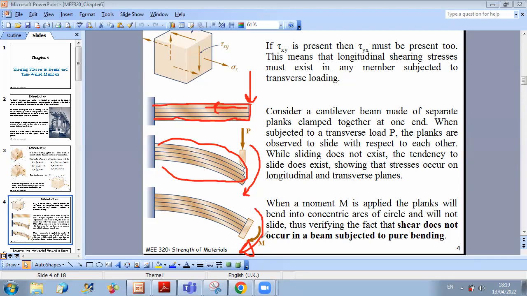However, when you apply just a bending moment, a certain couple on your structure, you will have in any cross section only a bending moment to oppose it, and the bending moment will not lead to any shear stresses, because it will just lead to development of normal stresses. We can verify this easily from this figure. When we apply a transverse load on separated planks, we can see that they will tend to slip with respect to each other. However, when we apply bending moment on them, they will just tend to have a certain curvature, and they will bend.